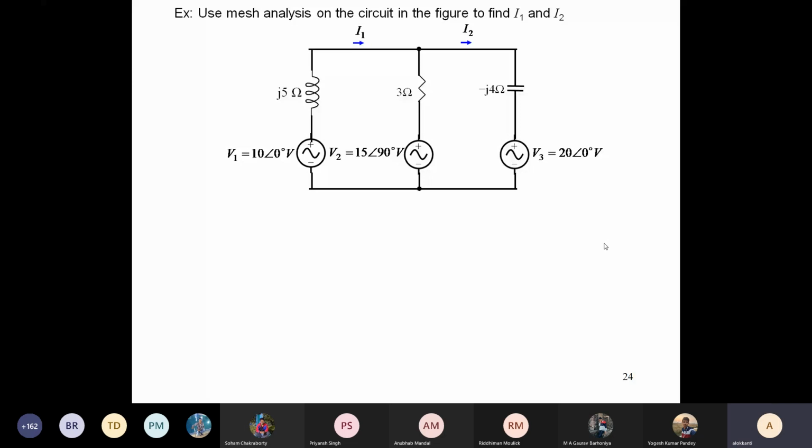So this is another example, where again the values are given in terms of resistance and reactance, and there are three AC voltage sources. You are asked to find the values of the currents I1 and I2 for the three voltage sources.